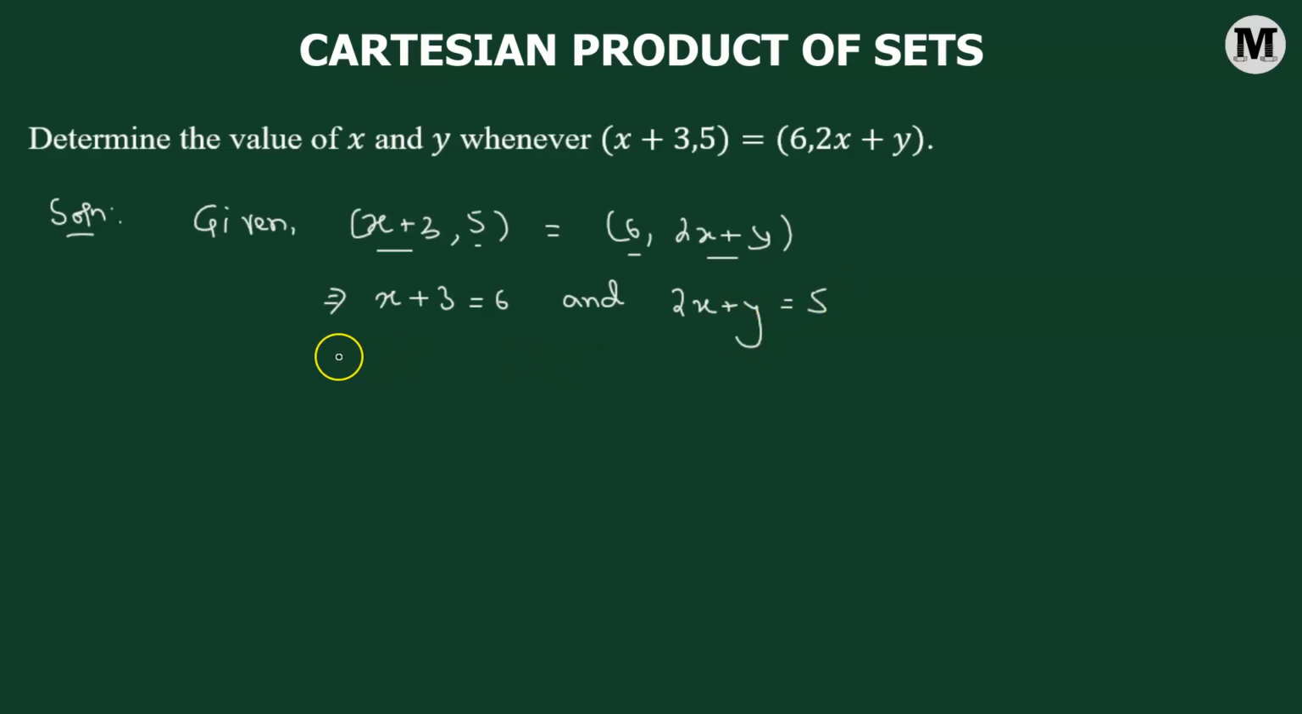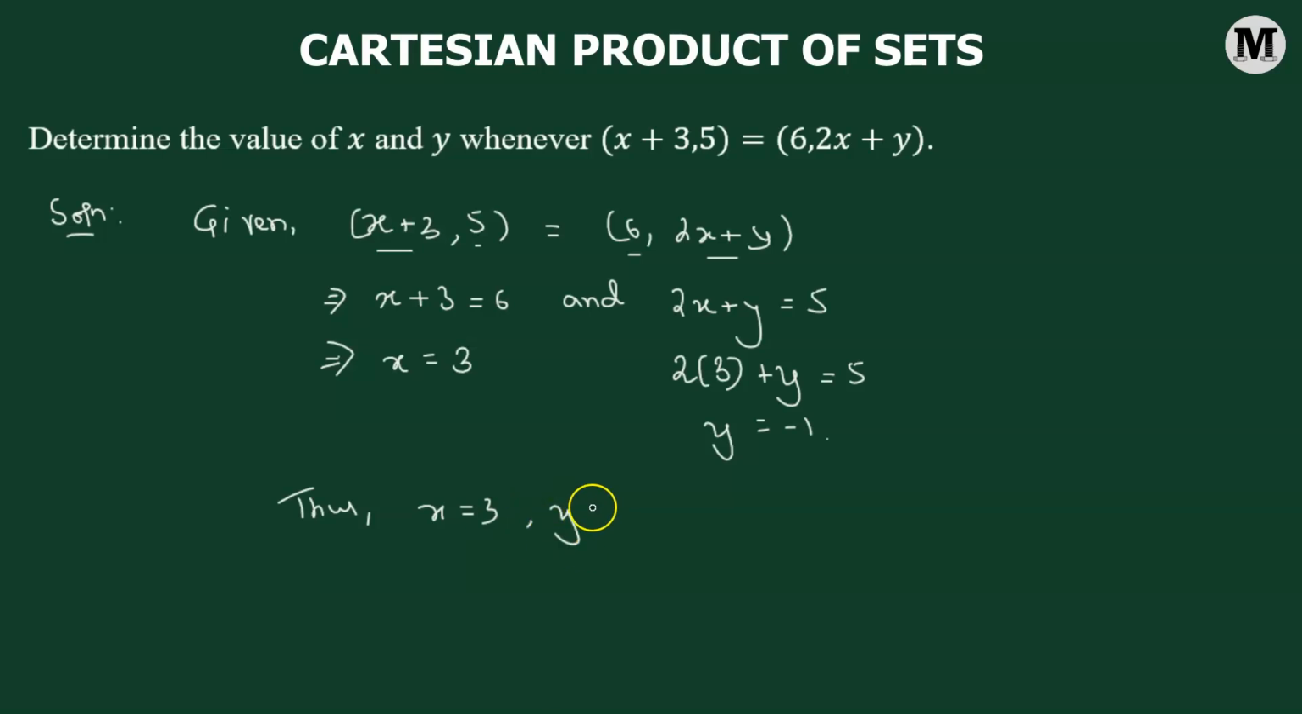Now, solving for the values of x and y is a very simple task. The first equation gives us x = 3. So using x = 3, our second equation becomes 2 times 3 added to y equals 5. So we have y = -1. So that means x = 3 and y = -1.